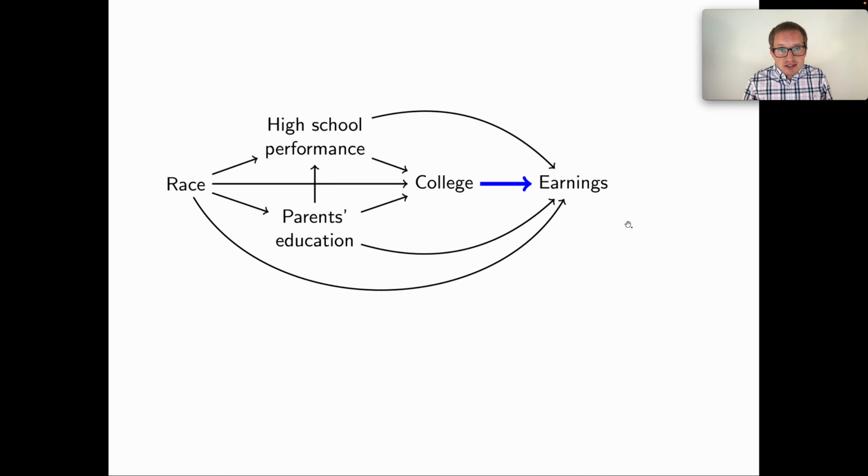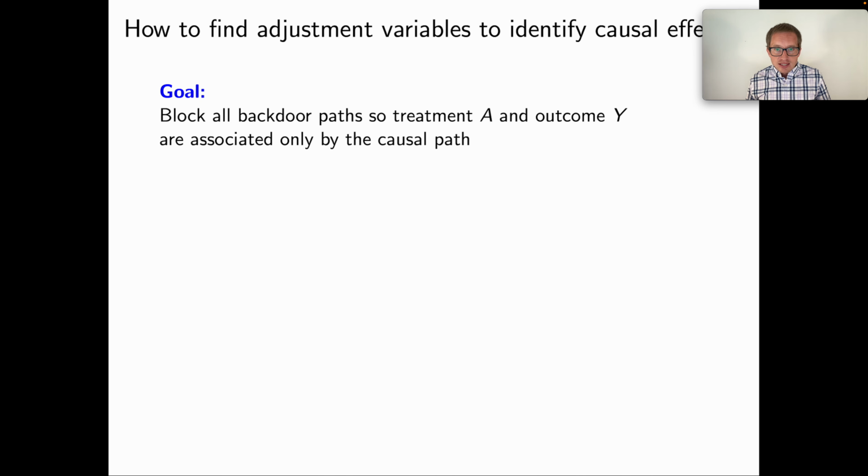When blocking the paths, we want to block paths involving an ancestor, but we don't want to condition on colliders that will open new paths. So to practice this, let's think quickly about some rules for finding an adjustment set of variables that can identify a causal effect.